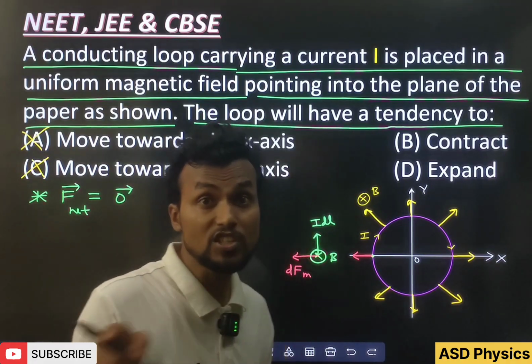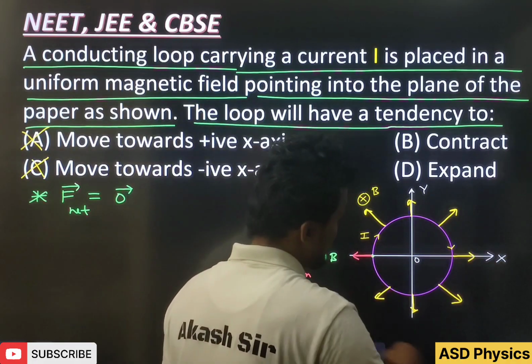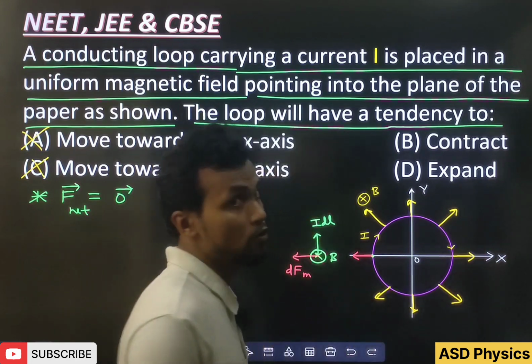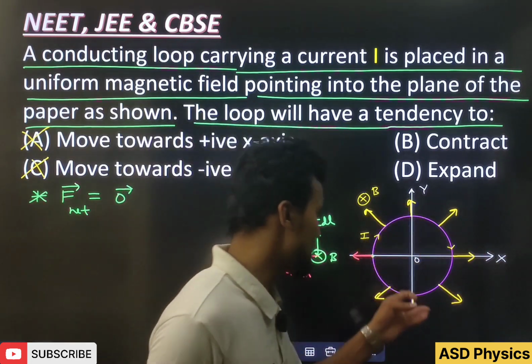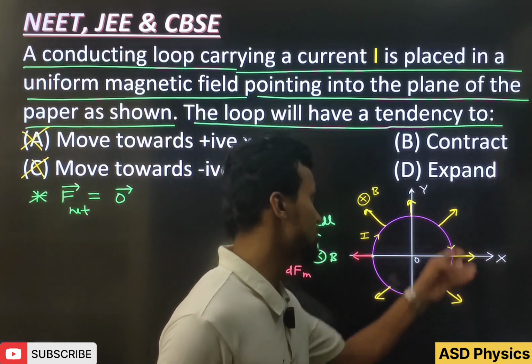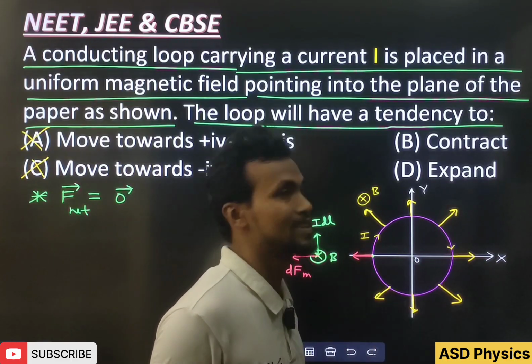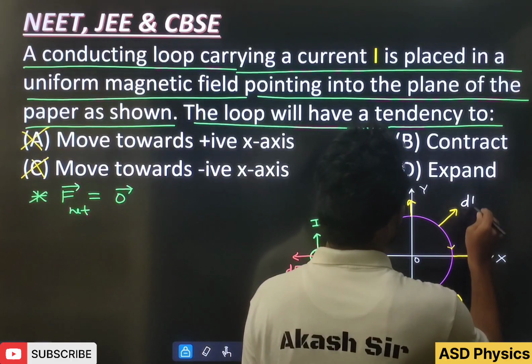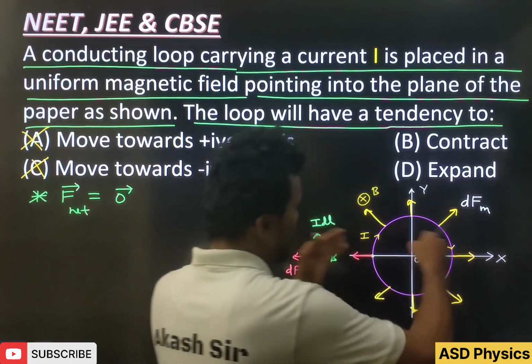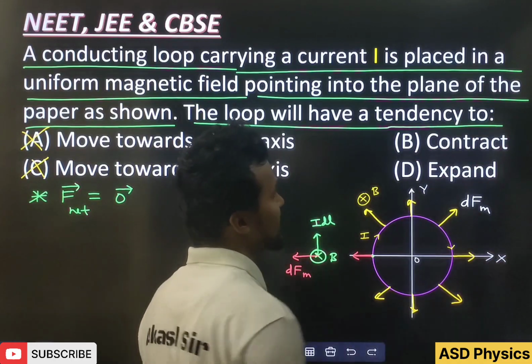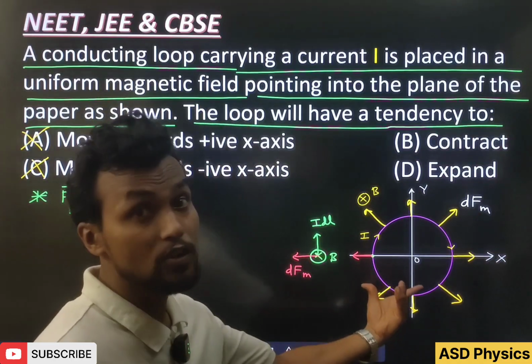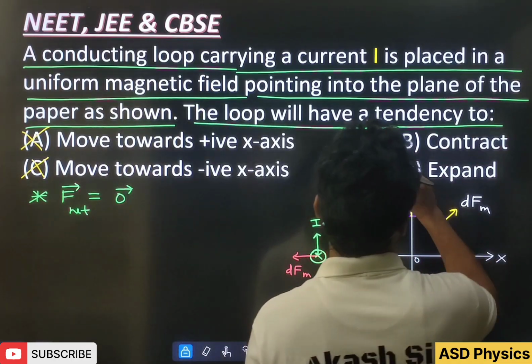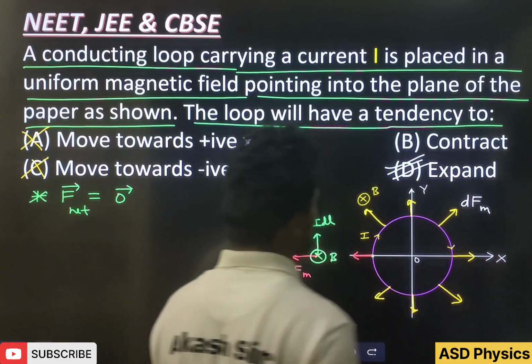But if you see the resultant force here, what will happen? The resultant force on this wire is how much here? 0, because this is balanced by this one, this is balanced by this one, this is balanced by this one, this is balanced by this one. So all of these small dF are there, and all the forces are acting in the outward direction. That means what will happen? This one will expand, option D.